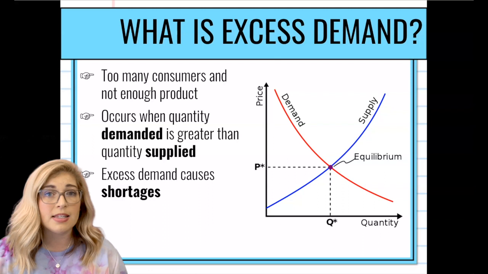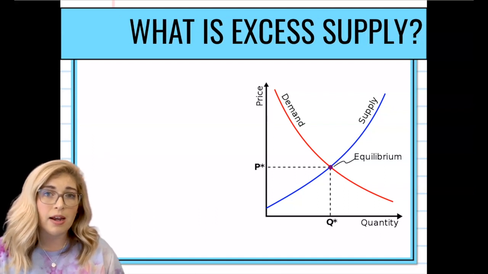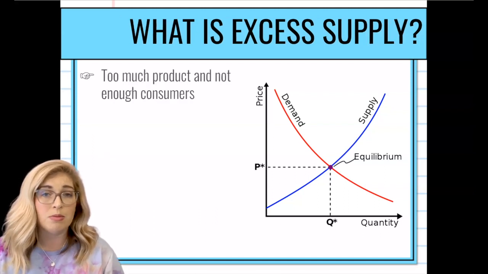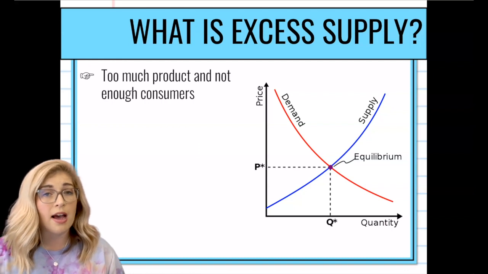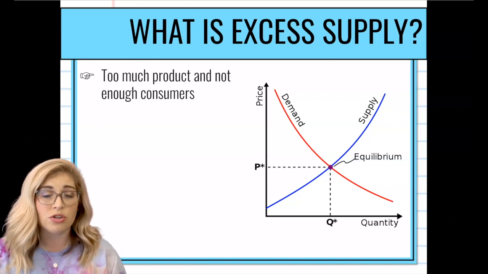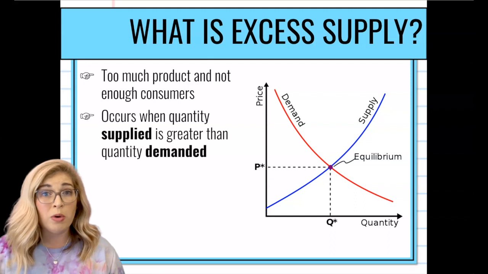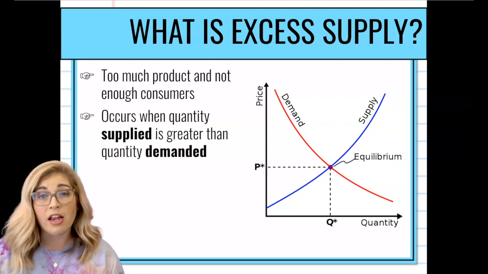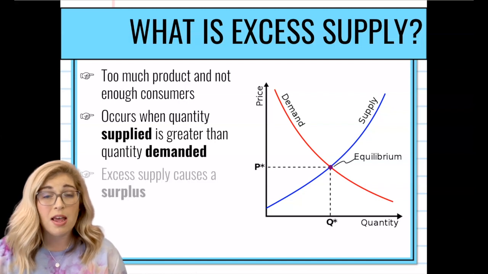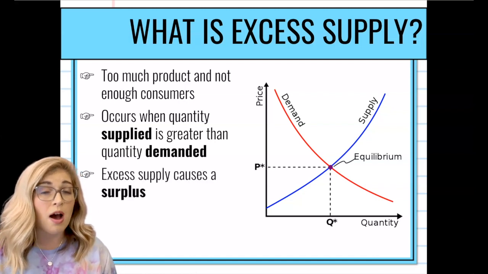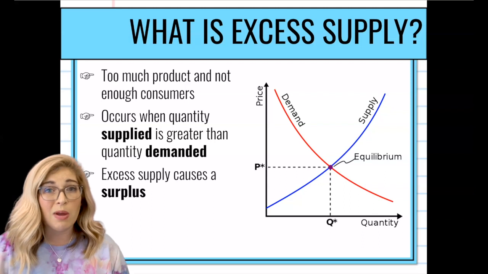Excess supply is the exact opposite. It's when we have too much product and not enough consumers. This is when the quantity supplied is greater than the quantity demanded. And this is going to cause the opposite of a shortage, known as a surplus. This is when we've got too much stuff and nobody's buying. It just sits there and collects dust on the shelves because nobody wants it. So the price is most likely set too high, and there's no demand for that product.